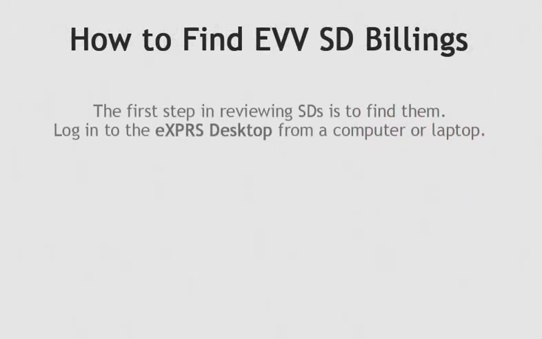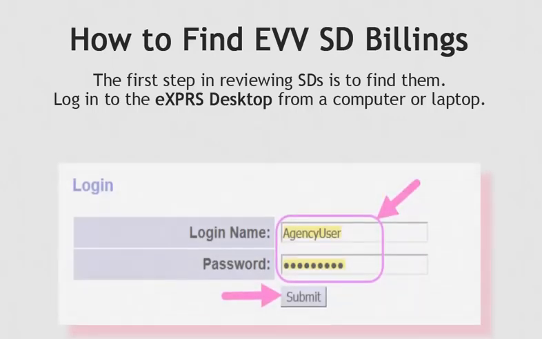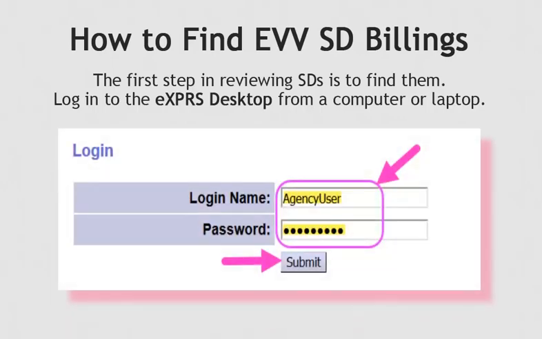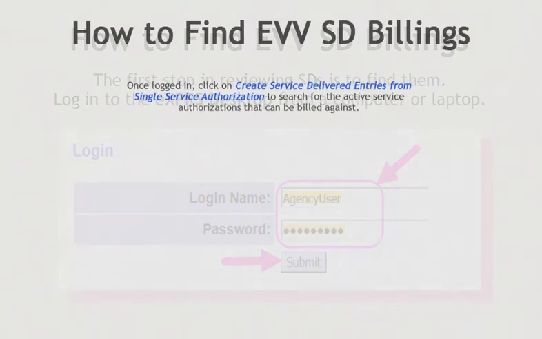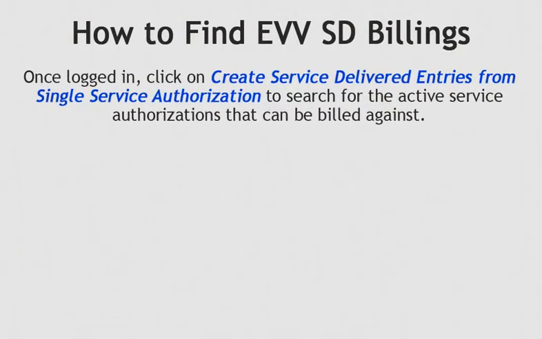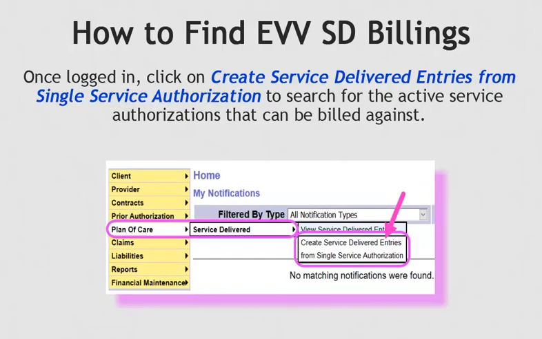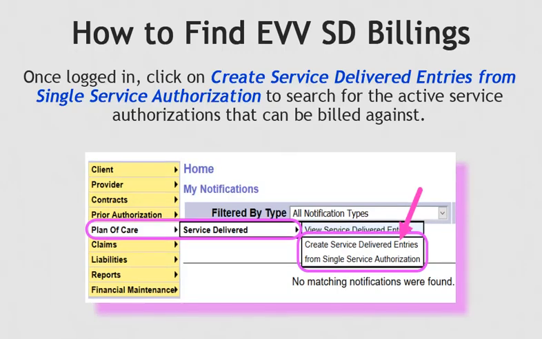To review, correct, or submit draft SD billings, log in to the Express website from a computer or laptop. Once logged in, to review and make corrections to draft SD billings, you'll need to go to the specific client authorizations billing page. Click on Create Service Delivered from Single Authorization from the left-hand menu, like shown here.